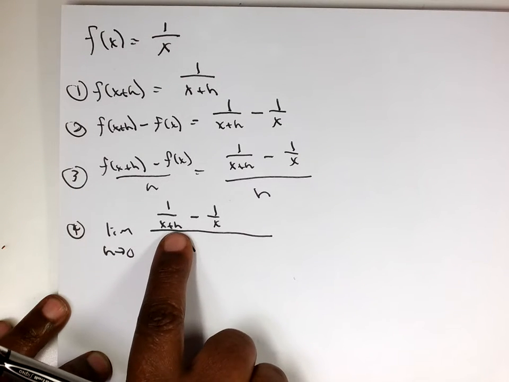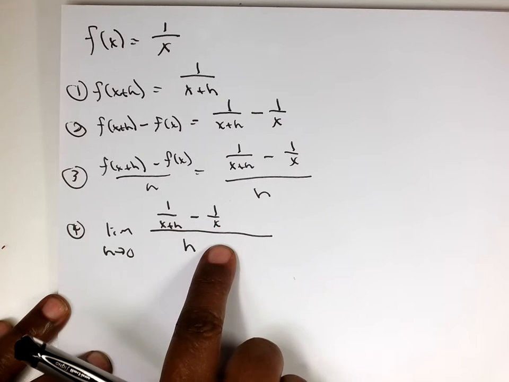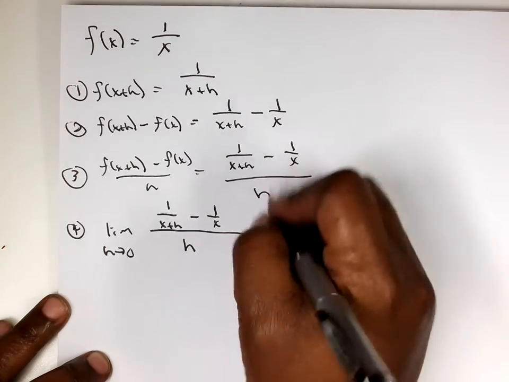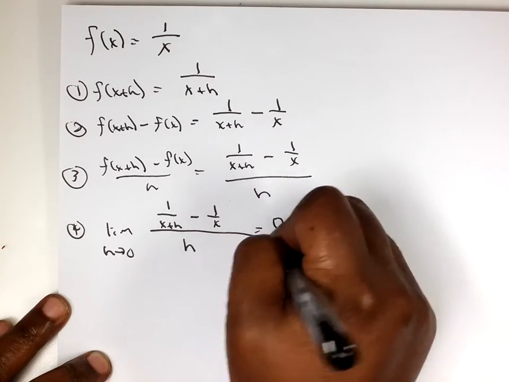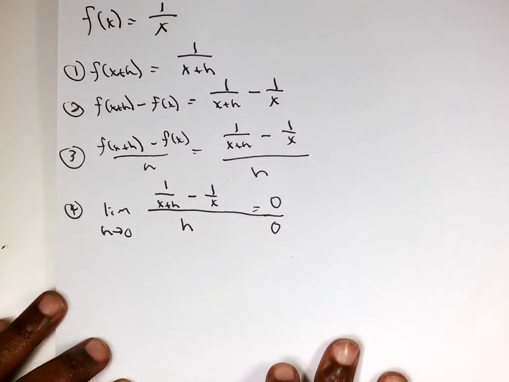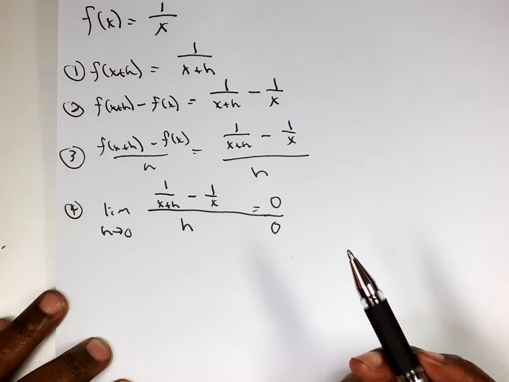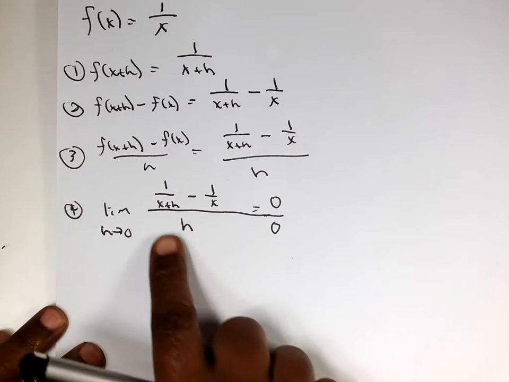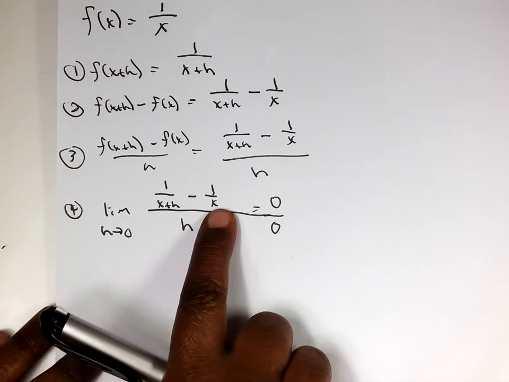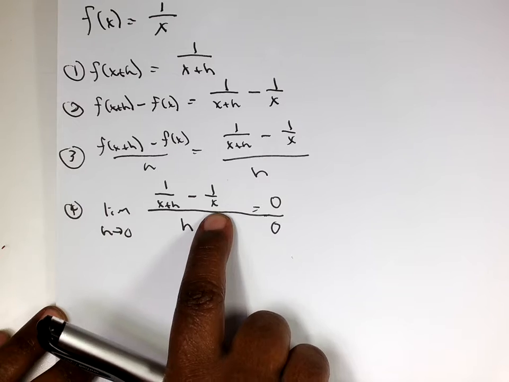So as h goes to 0, I just get 1 over x minus 1 over x, which is 0. And then on the bottom, I get a 0. So again, I'm back in indeterminate form. Well, because I have this complex fraction, I know I need to clear the fraction. So my LCD is x times x plus h.